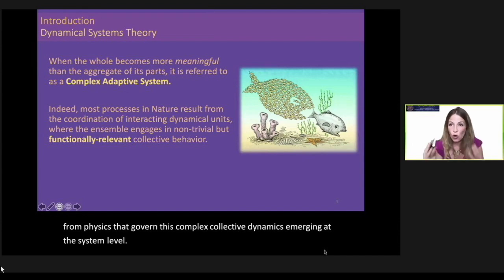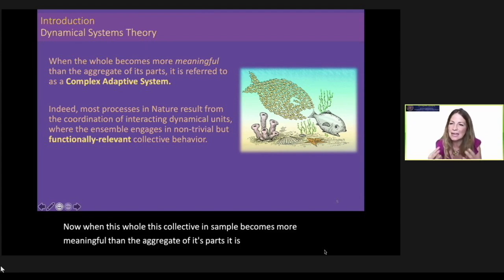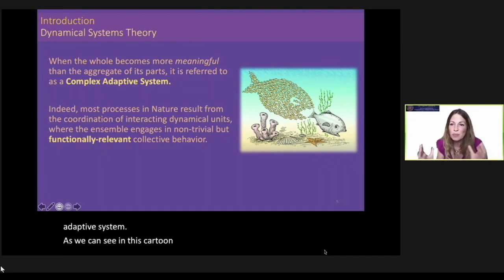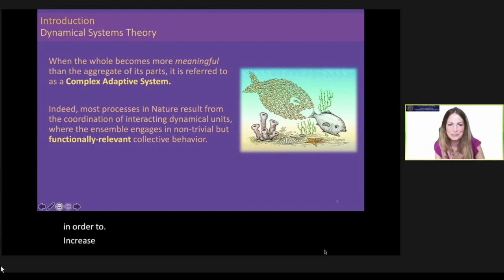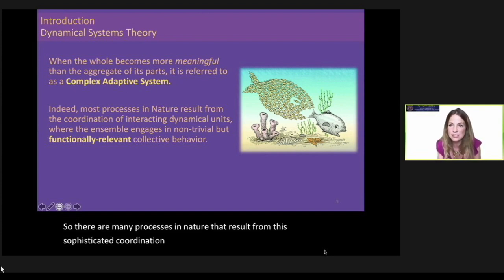Now, when this whole, this collective ensemble, becomes more meaningful than the aggregate of its parts, it is referred to as a complex adaptive system. As we can see in this cartoon picture, a group of fish can group together in order to increase its chances of survival. So there are many processes in nature that result from this sophisticated coordination of interacting dynamical units. They can be different or identical, but where the ensemble engages in a non-trivial but functionally meaningful collective behavior.